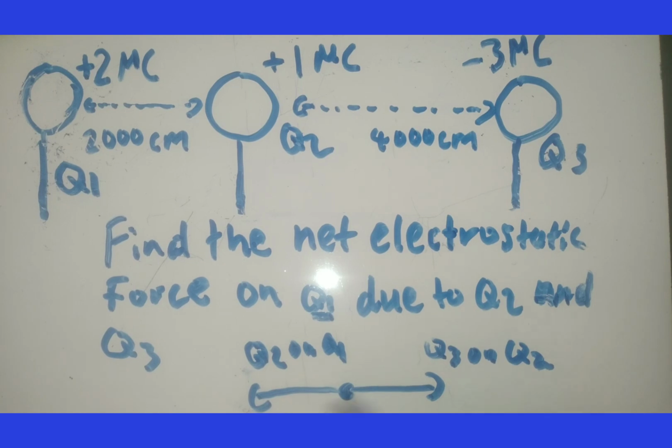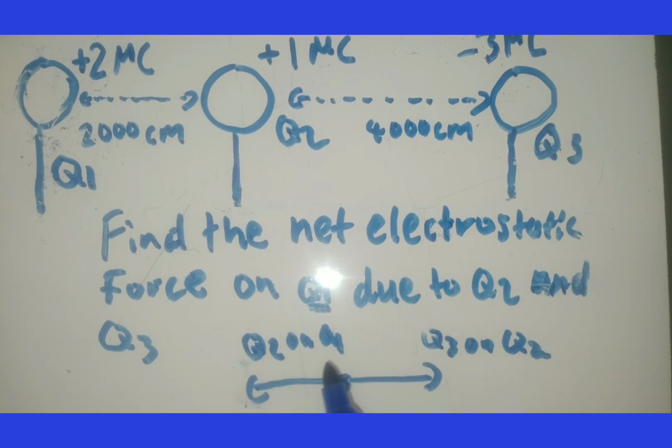So hence this is what it is. We can choose the direction as positive. I'm going to choose my right as positive. So I'm going to say right is positive. Then, of course, it means that we're going to have to subtract the forces at the end. So let's find each force. First we're going to find Q2 on Q1, then we're going to find Q3 on Q1.